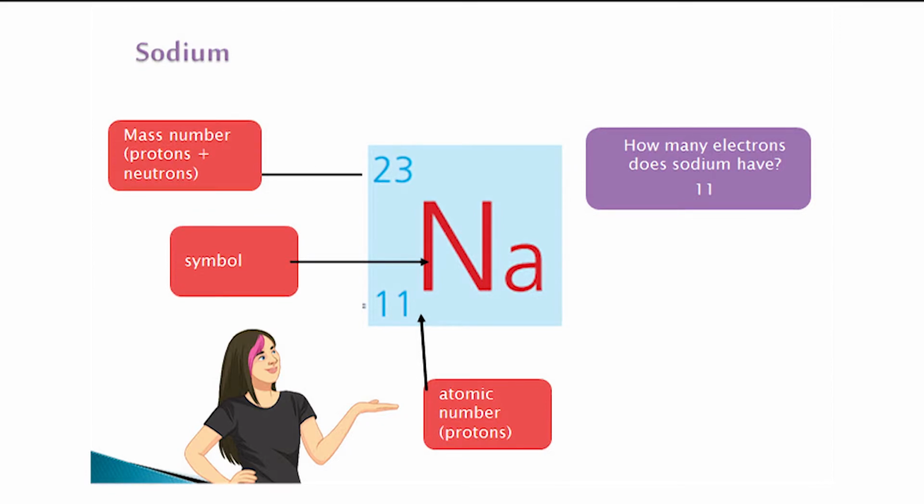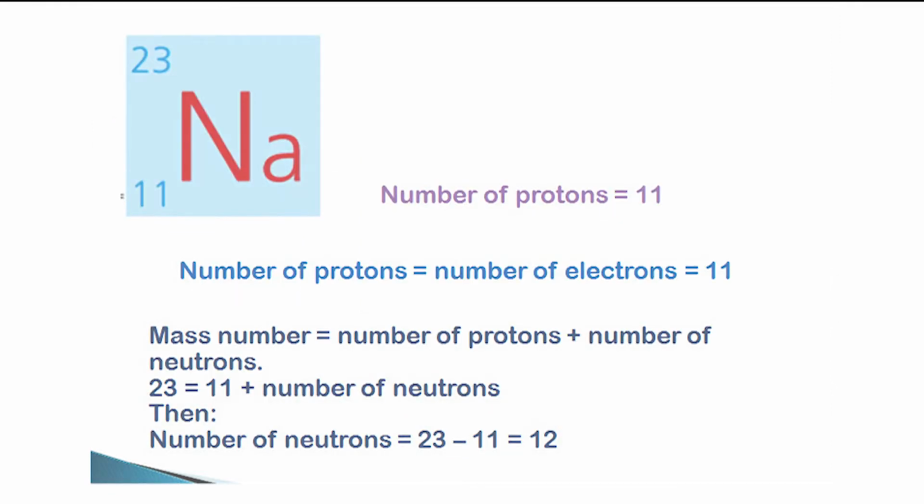Let's apply what we learned. In front of me, the nucleus representation of sodium. Na is the symbol of sodium. 11 is its atomic number, Z. And 23 is its mass number, A. What may I know from these numbers?